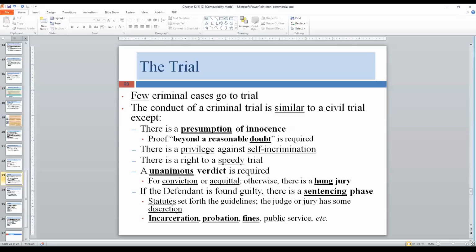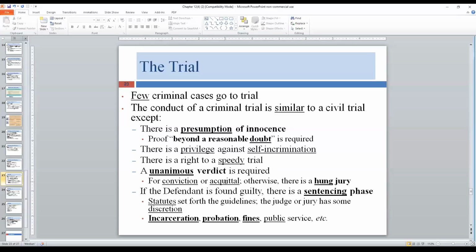And we already talked about the right to a speedy trial, which doesn't exist in the civil system. A unanimous verdict is required. Again, that's not typically required in the civil system. It can be for conviction or acquittal. If there isn't a unanimous verdict either way, then there's going to be a hung jury. So it can hang with a 1-11 or an 11-1 verdict. If a jury is hung, then the case can be retried.